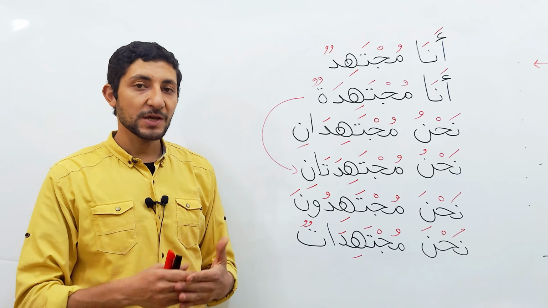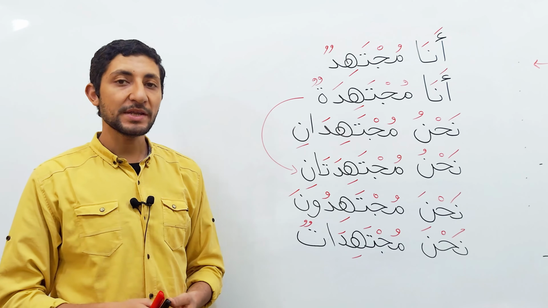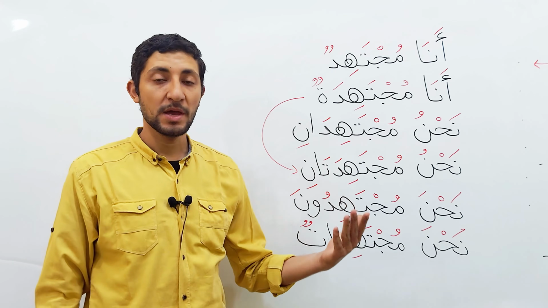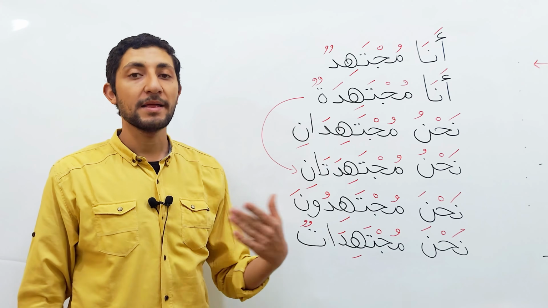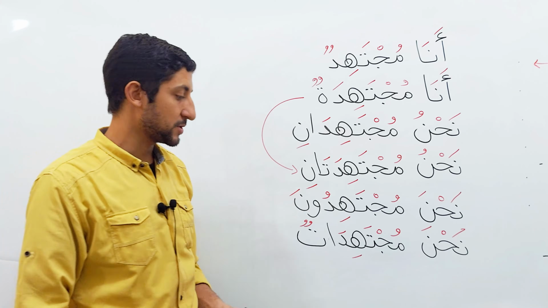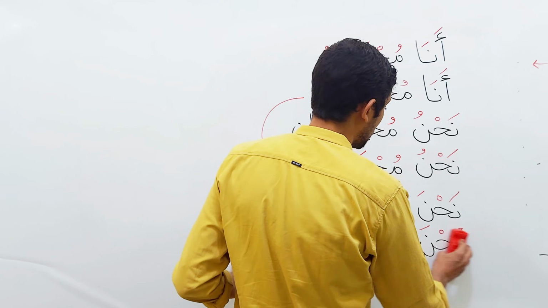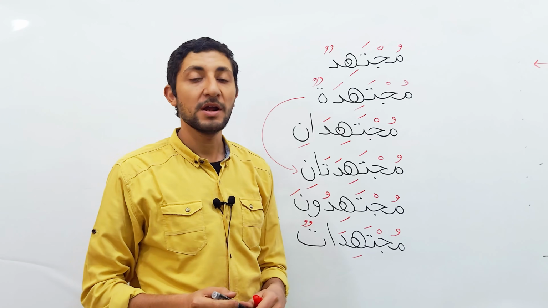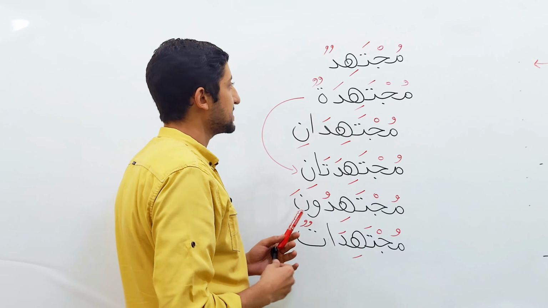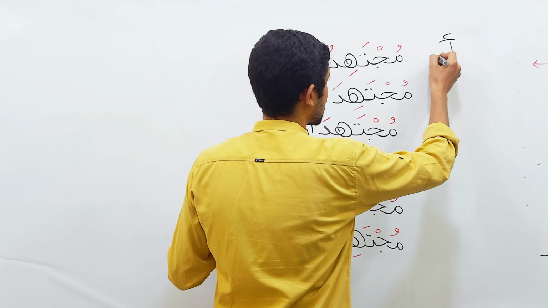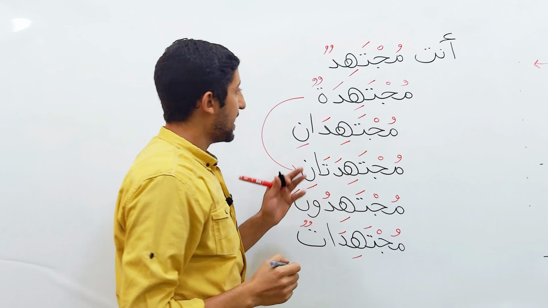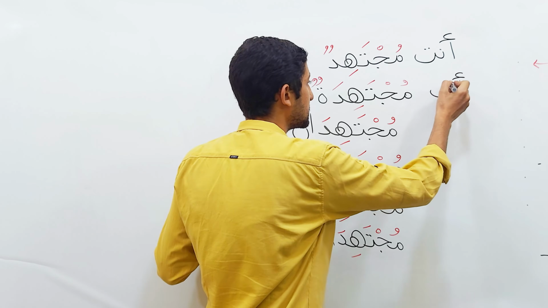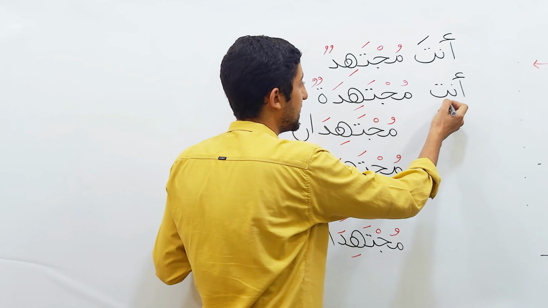What about second person and third person? All we need to do is to remove these pronouns and replace them with the pronouns of second person and also the pronouns of third person. Let's do it together for second person, and I will leave the third person for you to do yourself. The first one is masculine singular. Second person will have أنتَ. And for feminine singular will be أنتِ. Here is فتحة and here is كسرة.